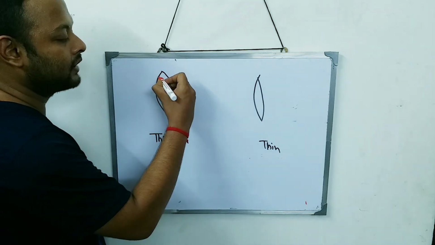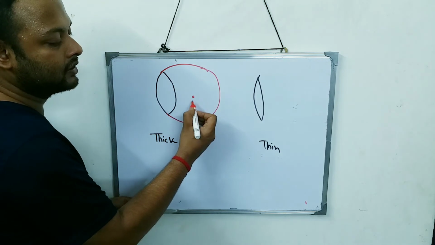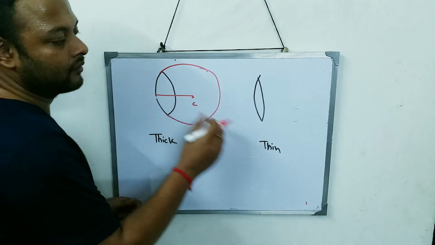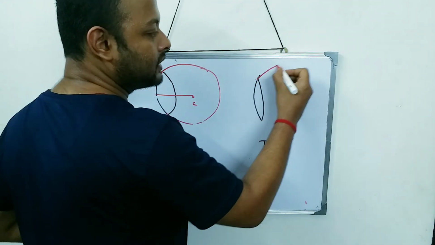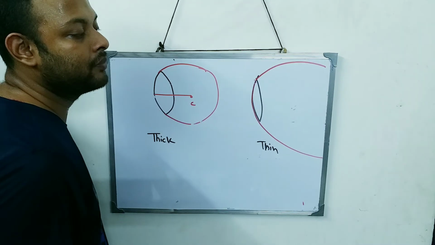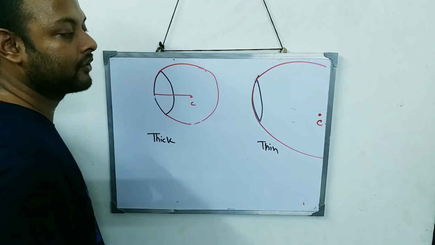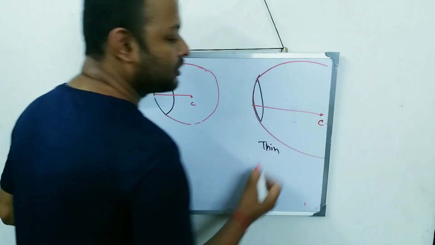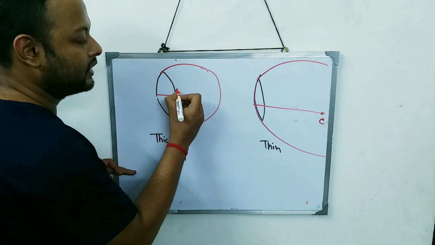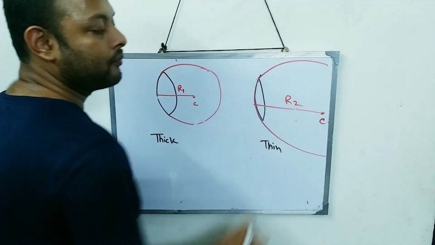Suppose we complete the diagram. From here, this is the center of curvature. Now you can see this center of curvature is over here. If you complete this diagram, this is going to be a bigger sphere, and probably somewhere over here is going to be the center of curvature. This is the radius of curvature. Now consider this as the radius of curvature R1 and this as the radius of curvature R2.